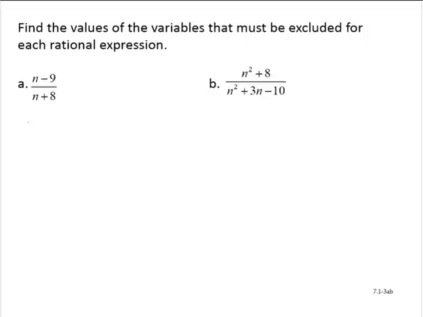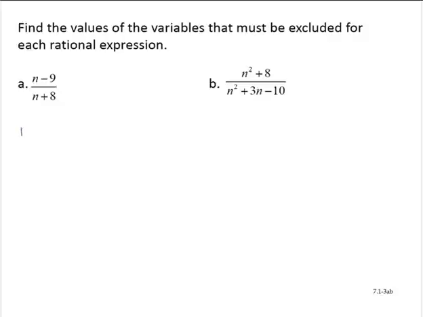Find the values of the variables that must be excluded for each rational expression. Alright, so when we're dealing with a rational expression, we are not allowed to have division by 0. So to find out what we must exclude, we take the denominator and purposefully set it equal to 0.